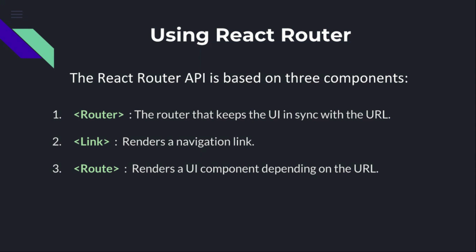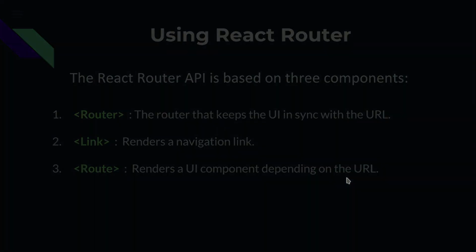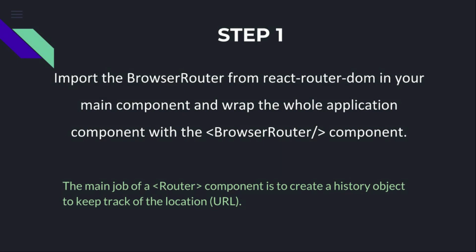Now this library contains a lot of different components, but we will be using three basic components to implement routing in our application. We'll be using a router, link, and route component. Here the router component will keep the UI in sync with the URL. The link component will render the navigation link, and the route component will render UI depending upon the URL. Now there are three steps that you have to follow. Step 1 is importing BrowserRouter from the library and wrapping the whole application component within this.